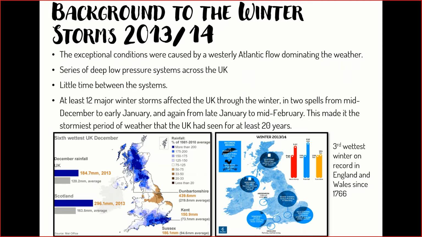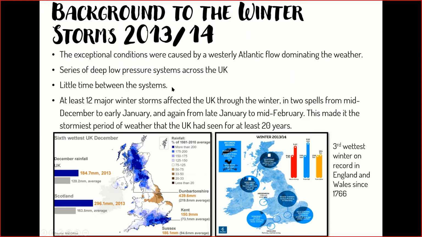Now, it was a series of storms. It was caused by a westerly Atlantic flow dominating the weather. Basically, the air mass was coming off of the Atlantic, so it was incredibly wet. And we had a series of deep, very deep, low pressure systems, which I'll come on to why that's important, the pressure itself, with very little time between them.